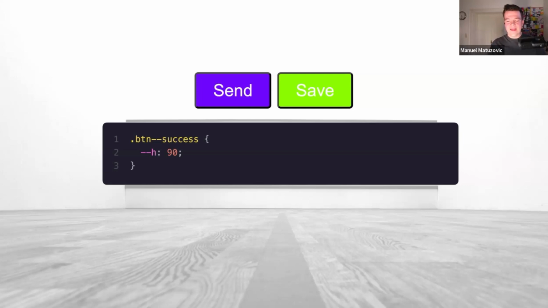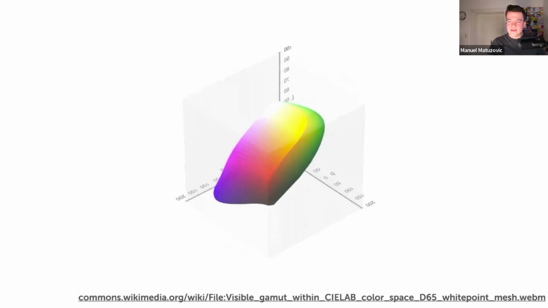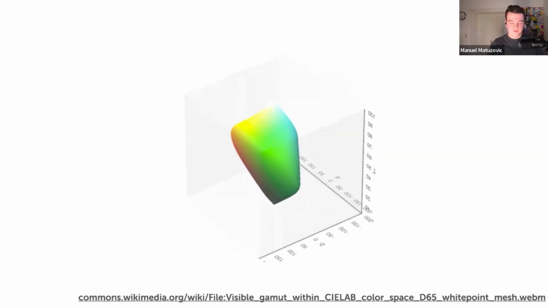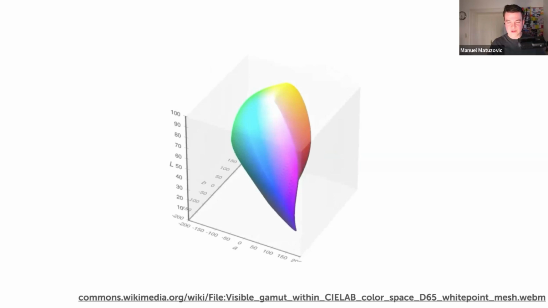And this is where Lab comes into play. Lab was defined as, first of all, a perceptually uniform color space, and it takes human perception into account. I have no idea how they do that. Like I said, I'm not a scientist, I'm just a CSS developer, and I don't care. Look, it's just good that we know it's perceptually uniform. It takes human perception into account. I trust them. It's much better than HSL.